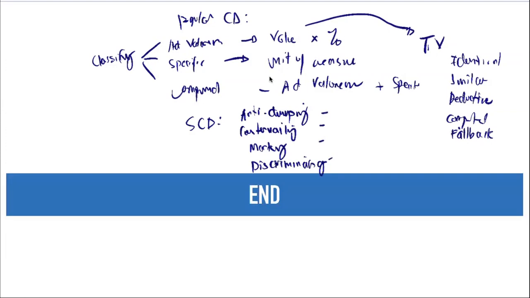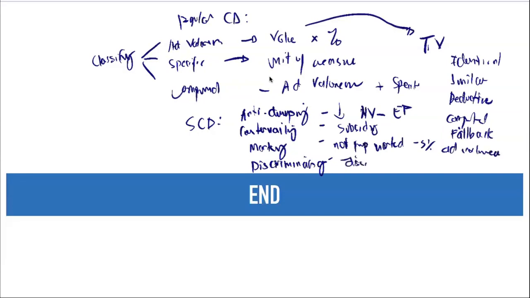So when do we impose anti-dumping duty? Lower value. So what we do here is we get the normal value less the export price or the import price. Countervailing duty if it is subsidized, or it is subsidy coming from the government. Marking duty if not properly marked. This is 5% ad valorem. Discriminating, as long as it discriminates our products, 100% ad valorem. So regular custom duty plus specific custom duty, this is your total custom duties.